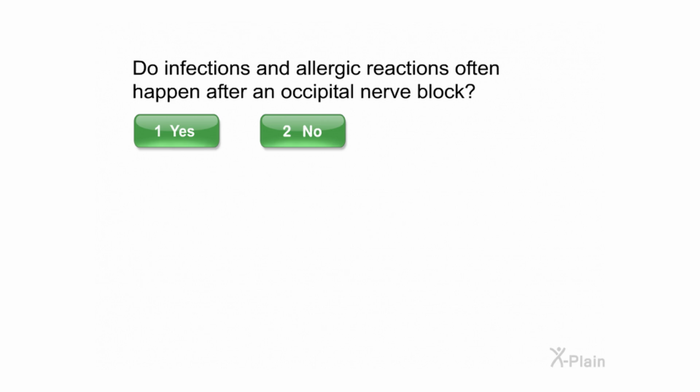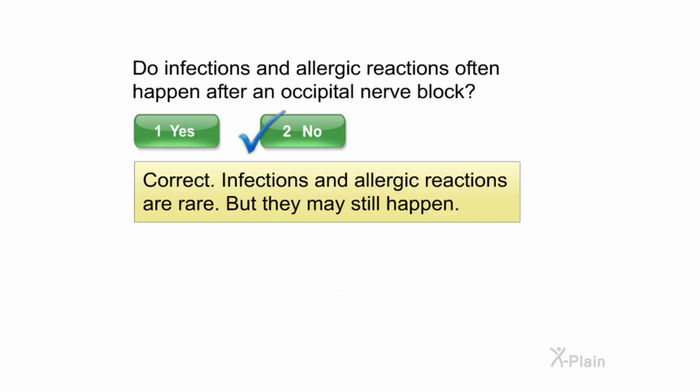Do infections and allergic reactions often happen after an occipital nerve block? Select yes or no. Correct. Infections and allergic reactions are rare, but they may still happen.